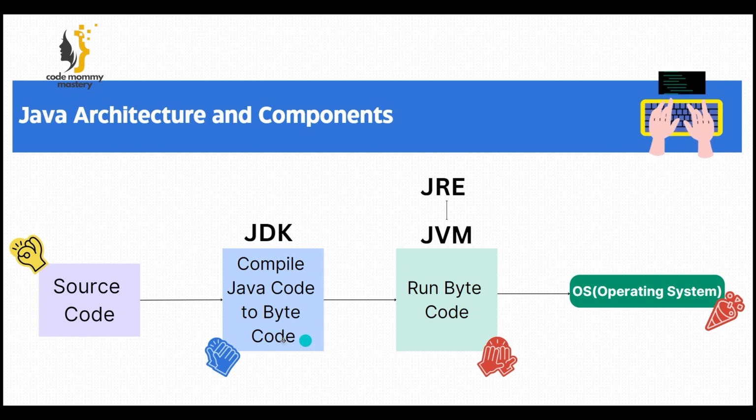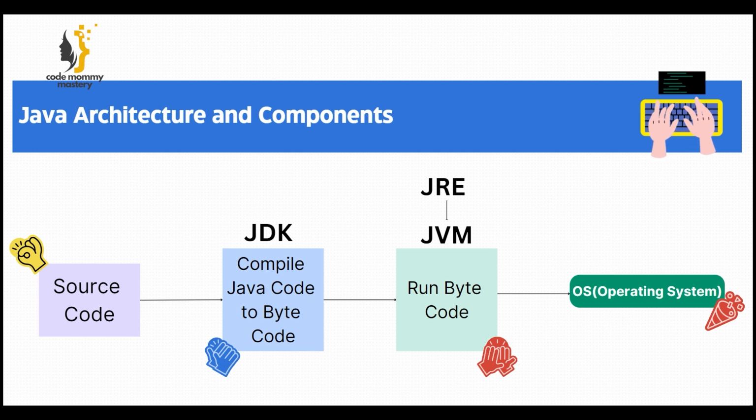Let's summarize. The flow of execution in a Java program follows this hierarchy. Source code is compiled using the JDK, resulting in bytecode. The JRE, which includes the JVM, then interprets or compiles this bytecode into machine code that is specific to the underlying operating system. The operating system finally executes the machine code.